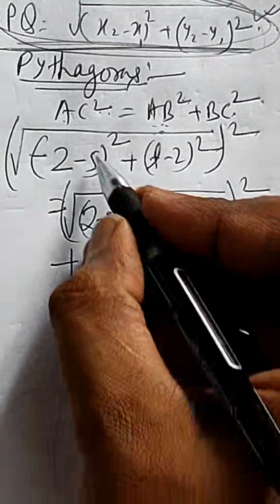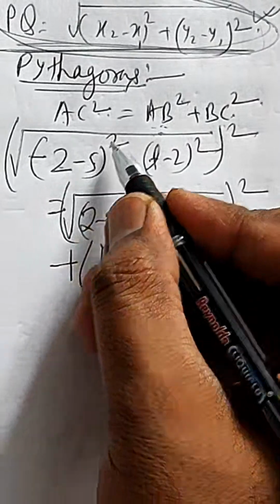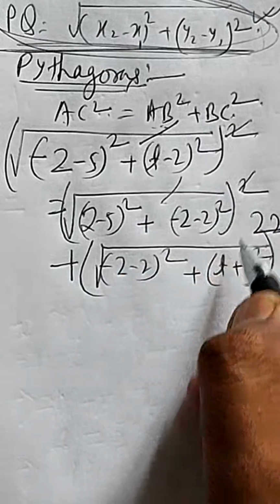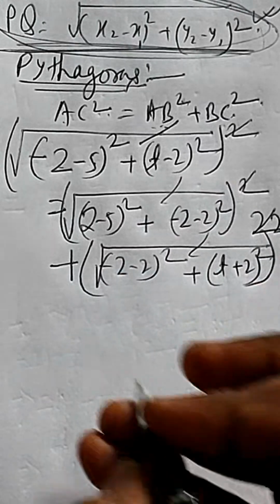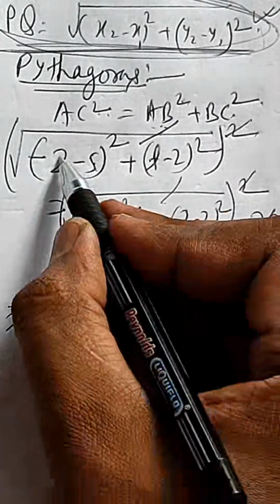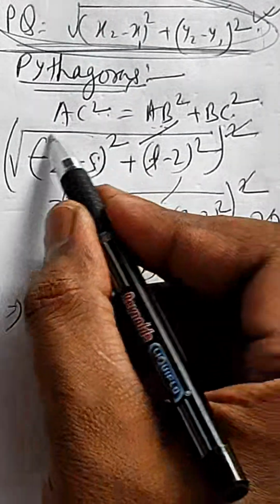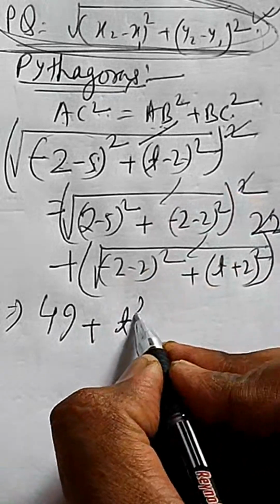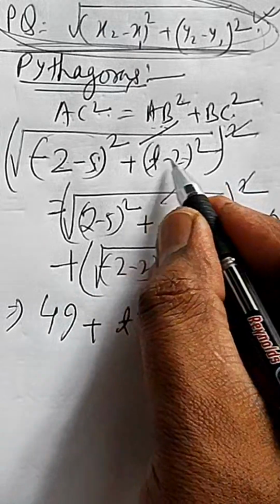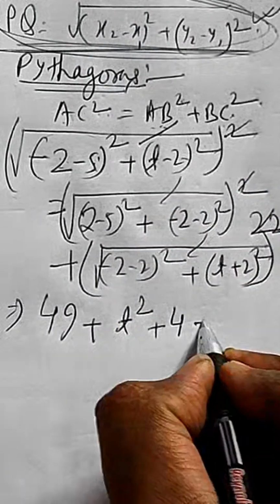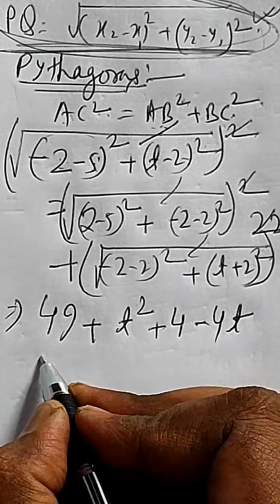What's that? So minus 2 minus 5 is minus 7. First of all, remember this square root will be cancelled with this square, right? This will be cancelled. Finally we are left with 49, because minus 2 minus 5 is minus 7, and its square is 49. We will solve 49 and expand this (a minus b) whole square, that is a square plus b square minus 2ab, for T minus 2 whole square, on the LHS.